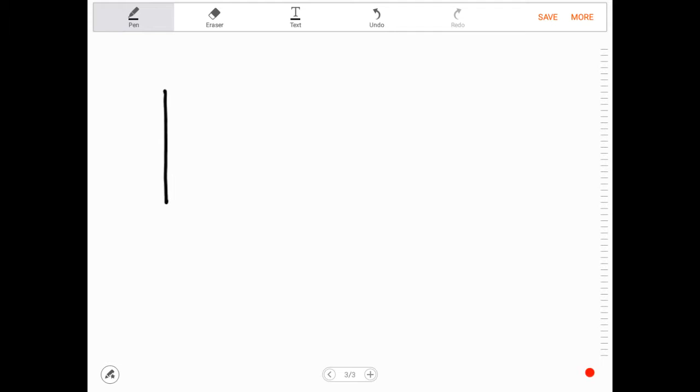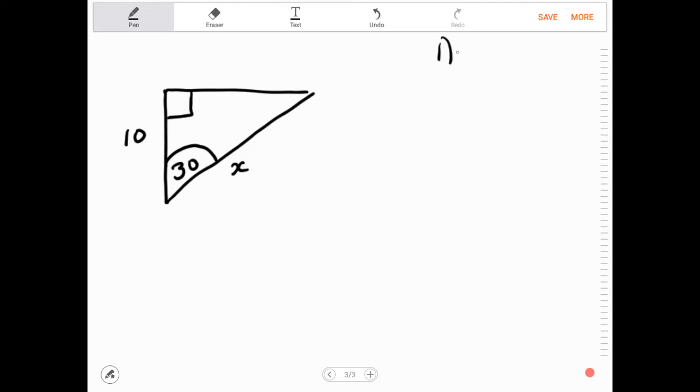Okay, so let's draw it like this. We'll put the angle right here. We'll put 30. Let's put this one as 10, and let's put our x right here. So number one is you name sides. That's never going to change. Name your sides. So I'll do that right now. O goes there, A goes there.